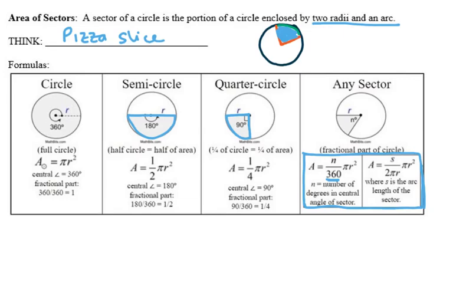Now instead, if my theta value is given to me in radians, then I have to use this 2 pi r instead.